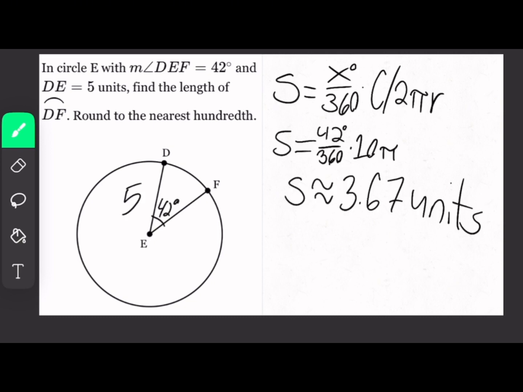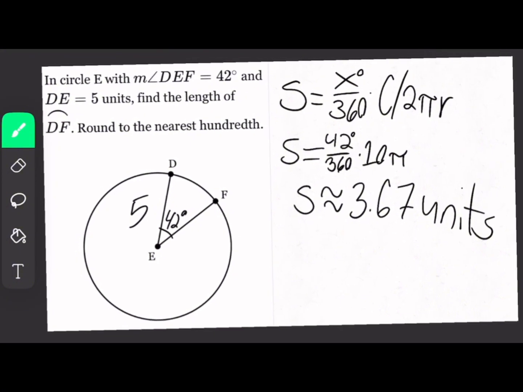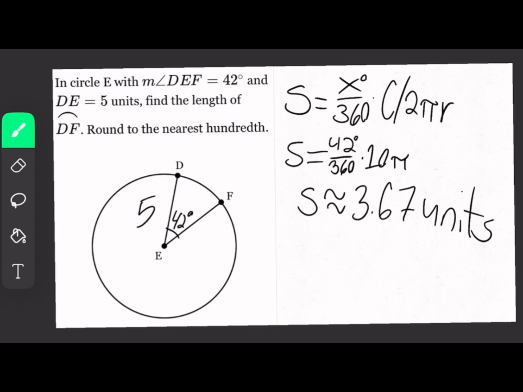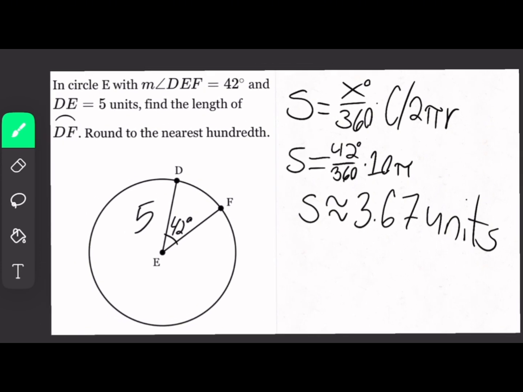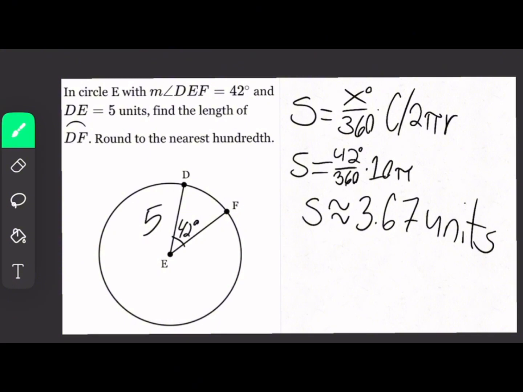3, 2, and 1. Alright, so recall that arc length is x degrees over 360 times circumference, which would also be 2 pi radius, or diameter times pi. You should get about 3.67 units.